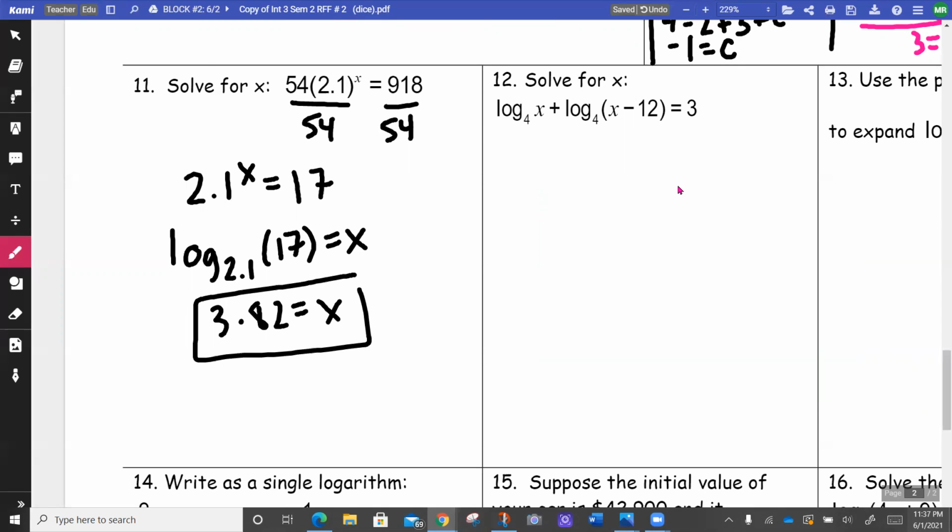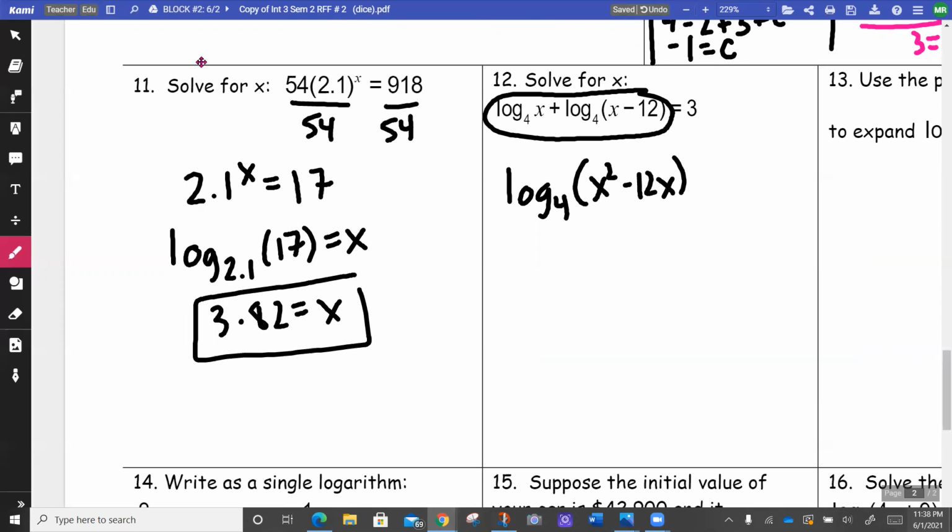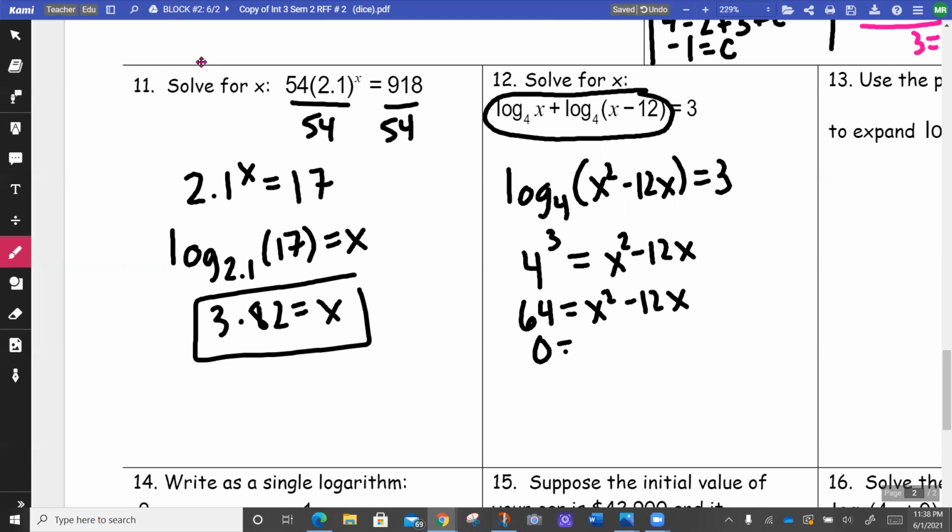On number 12, sorry. I want to get this as a single logarithm. So that's going to be log base 4 of, and my x and x minus 12 are going to multiply. So I get an x squared minus 12x equals 3. I'm going to rewrite this in exponential form. So 4 to the third is equal to x squared minus 12x. 4 to the third is a 64, x squared minus 12x. So I'm going to have x squared minus 12x minus 64.